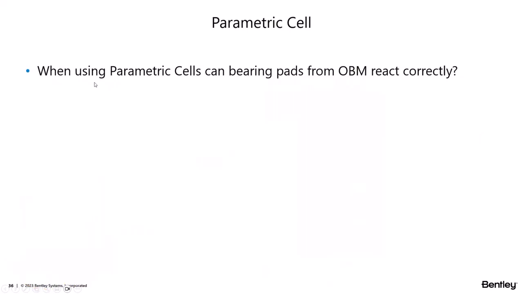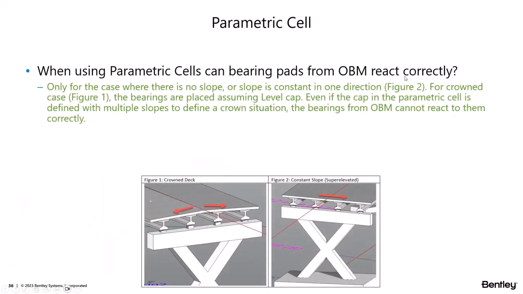Parametric cells, or for that matter even generative components, they're really going to be about the same thing here. So those, either parametric cells, functional components, generative components, whatever you want to call them, can the bearing pads from OBM react correctly to those? Only today, only in the case where there's no slope or the slope on the deck is constant from one side to the other. If you have a crown deck or anything else other than a constant slope all the way across, the bearings are placed assuming a level cap. It doesn't really have the ability to read the top of the cap from those functional components today.